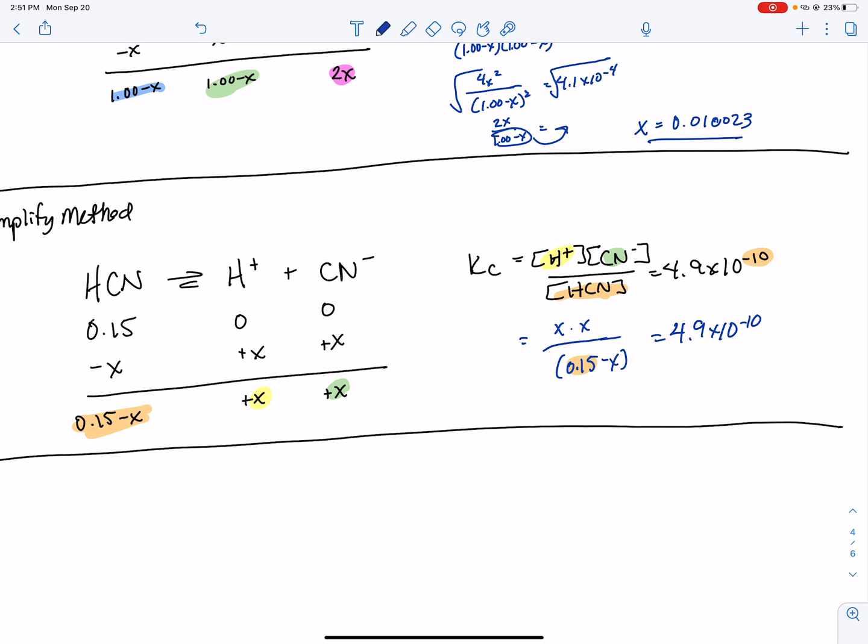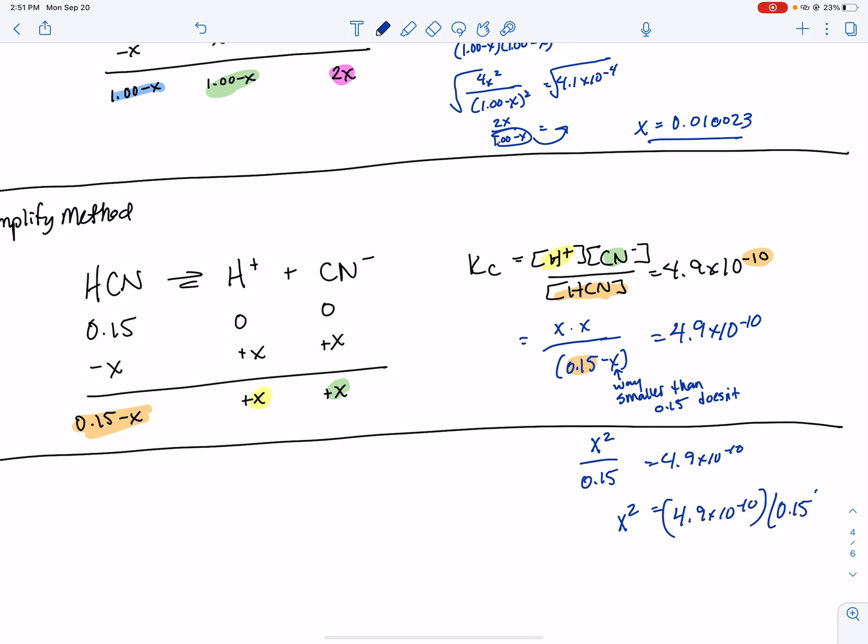So the shortcut is to say that your x is way smaller than your 0.15, and it's so small that it doesn't matter. So this is like saying that the x is probably going to turn out to be 0.000000001. When you subtract that from 0.15, that's not going to make much difference. So you end up with x squared over 0.15 equals 4.9 times 10 to the minus 10th. And then you can see how this math is a lot easier this way. 4.9 times 10 to the minus 10th times 0.15. So you would just solve that and then take the square root of it.